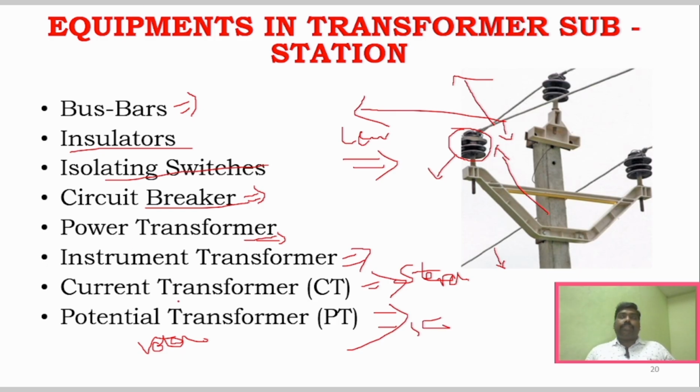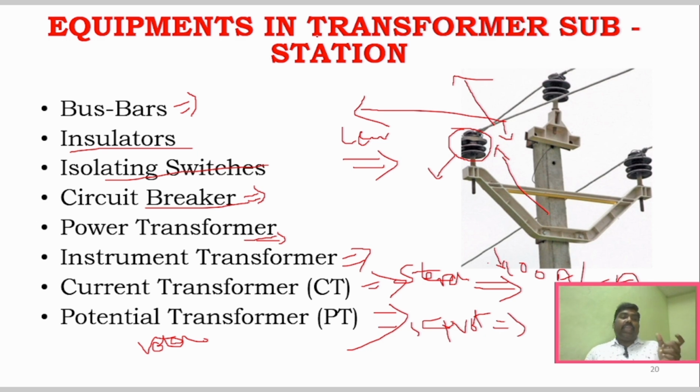Whereas in current transformer, the higher current, say for example, if it is 1000 ampere, something like that, that will be converted to a very low current. For example, 100 ampere current can be converted to 5 ampere current. So it steps down the higher current ranges. Similarly, potential transformer is a step down voltage transformer, where higher voltage will be converted to a lower voltage.